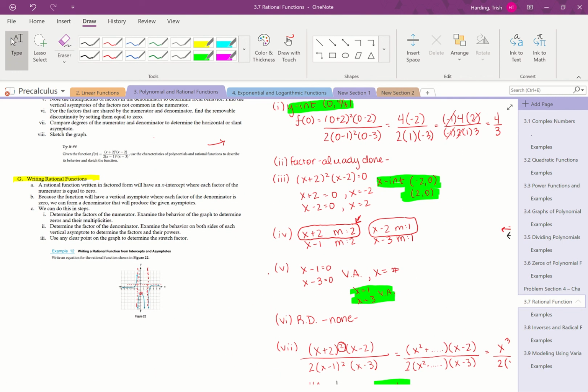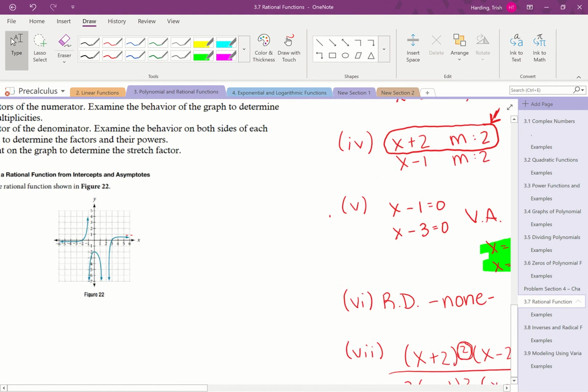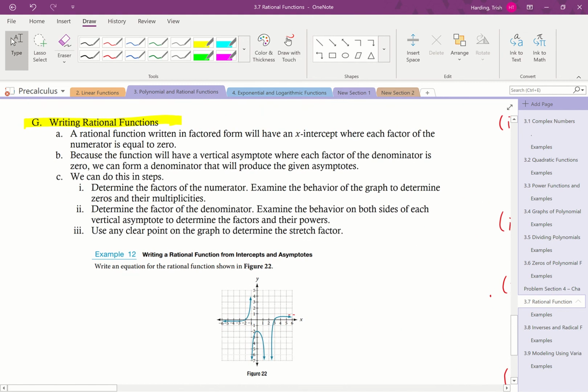Okay. A rational function. Now we can actually use a graph to write these also. Yeah, and we will figure out how to do that. So let's zoom in a little on this. Okay. A rational function in factored form will have an x-intercept where each factor of the numerator is equal to 0. So that's the top. So where it crosses the x-axis, we will have a factor of x plus or minus whatever the number is.